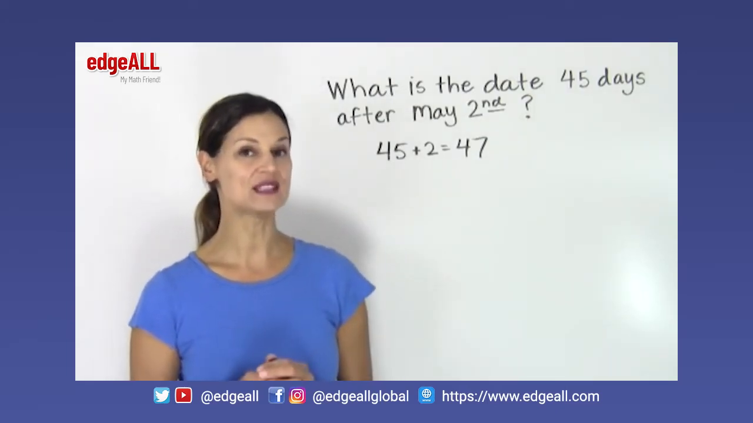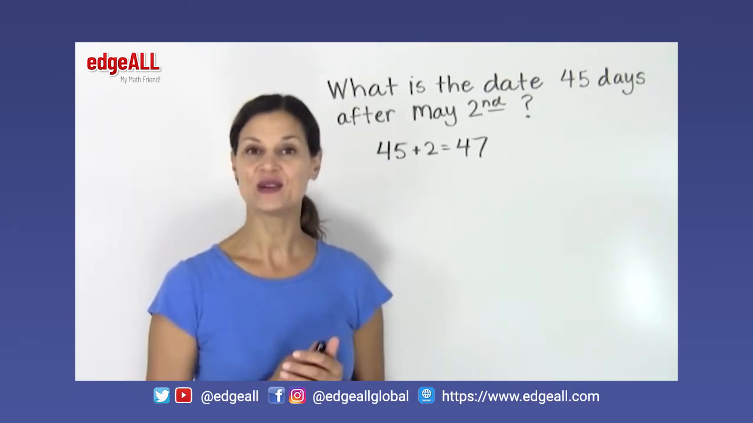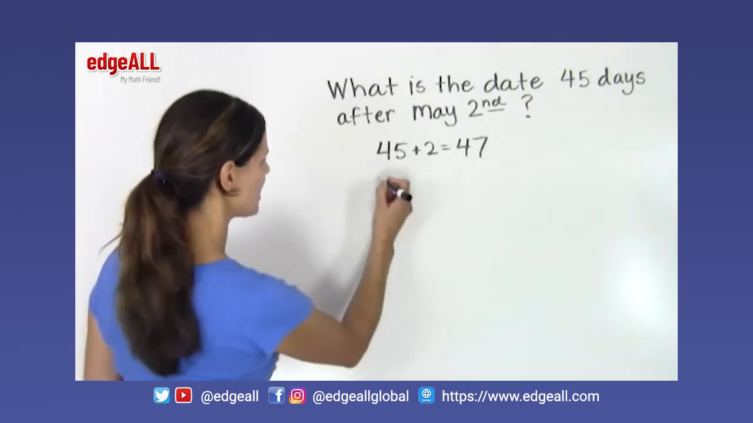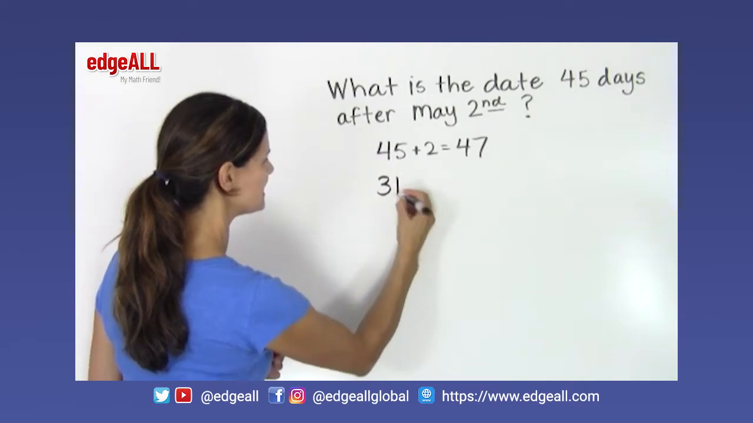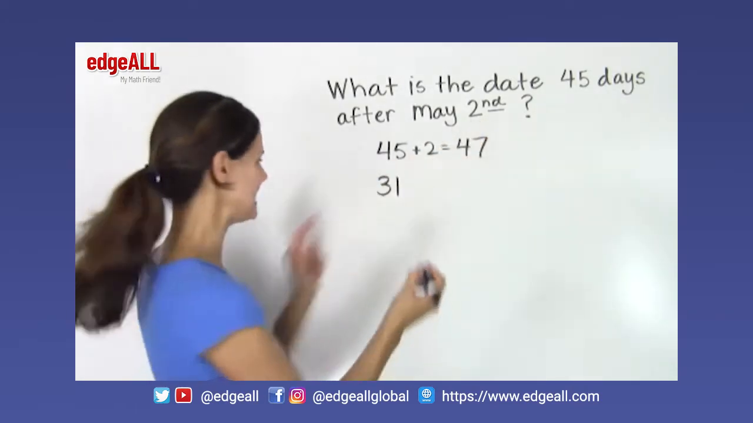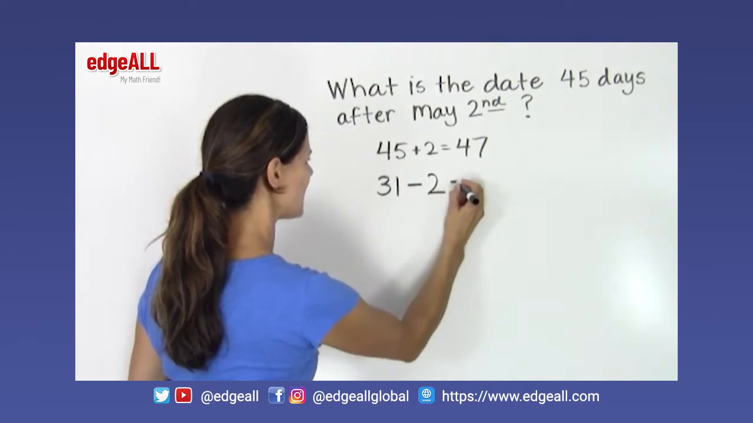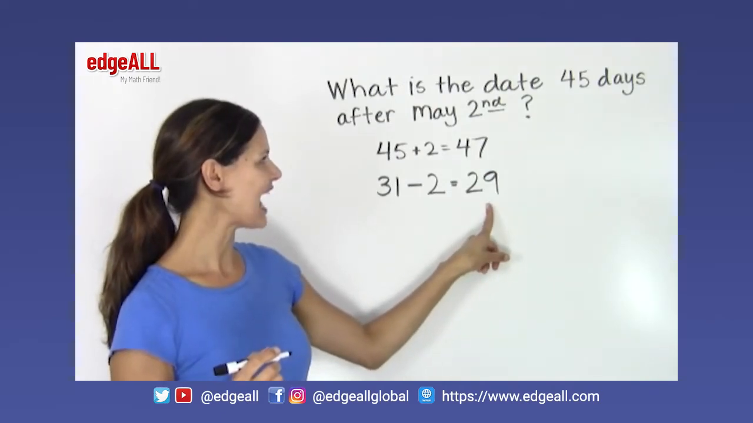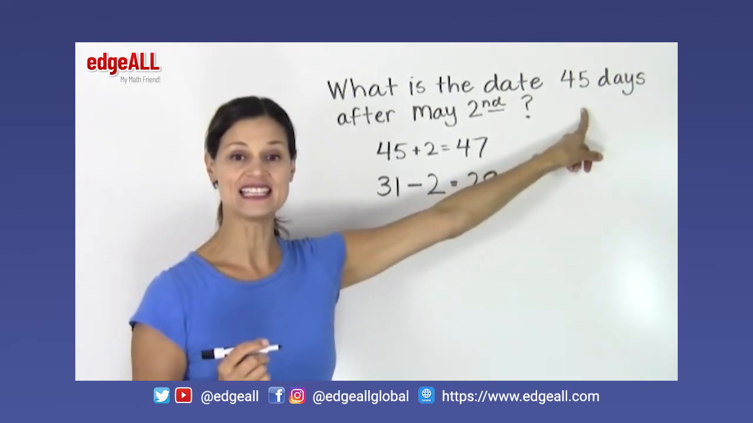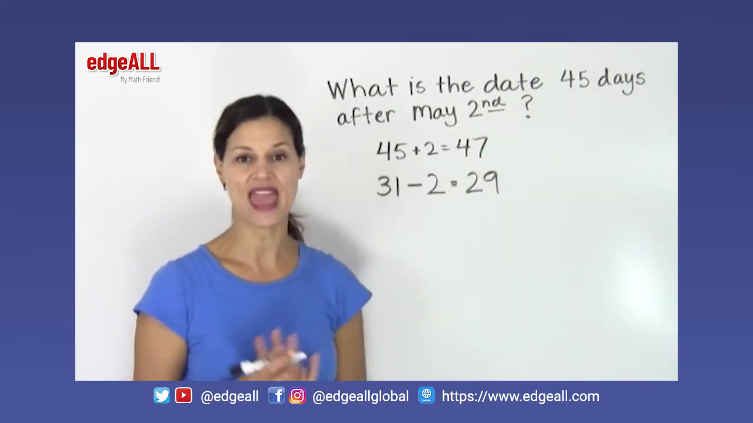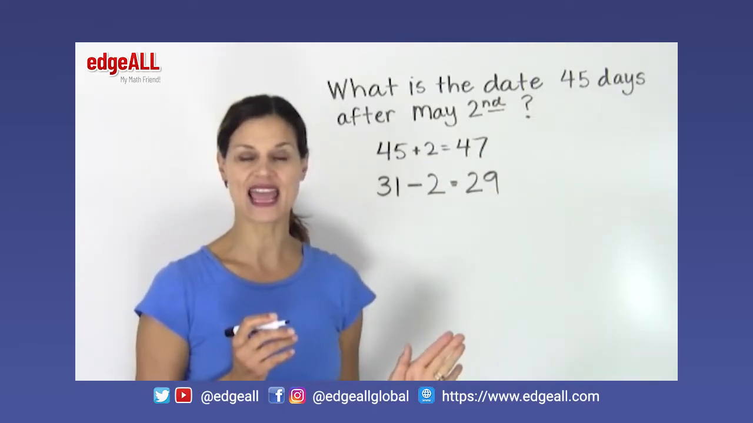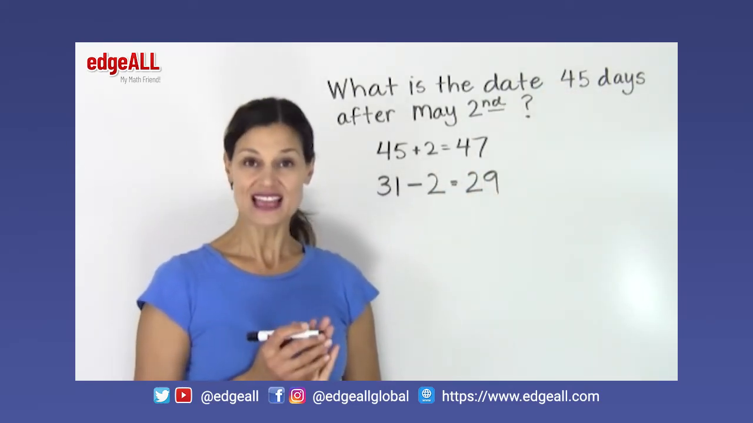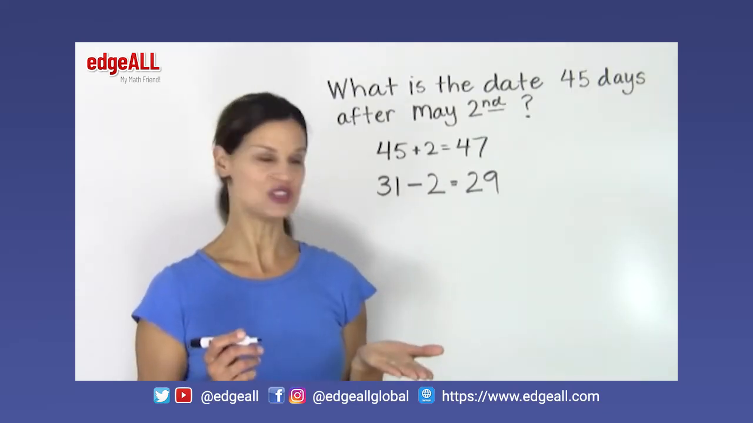We know May has a total of 31. So let's first calculate the number of days remaining in May. So if there are originally 31 days in May, and we're on May 2nd, we're going to take away 2 days. So we're left with 29. So 29 of the 45 days are going to be falling in May. There are 29 more days in the month of May out of our 45 days. And the rest of them will fall the next month into June.